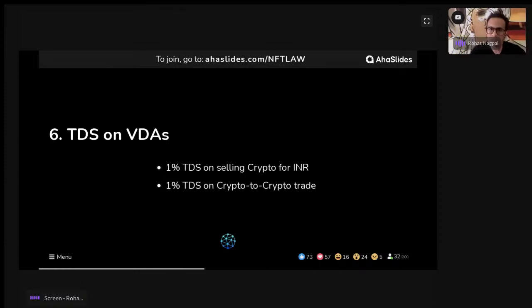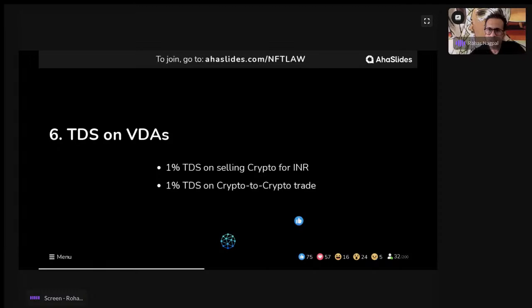Someone from LinkedIn says the government is discouraging the use of cryptocurrencies then. Well, yes, in a way you could definitely say that. But I would say instead of discouraging, they're regulating. See, a lot of people have said that the government should regulate crypto. Well, now you have your regulation in place. So that's how it is.